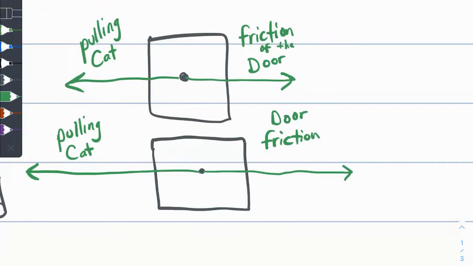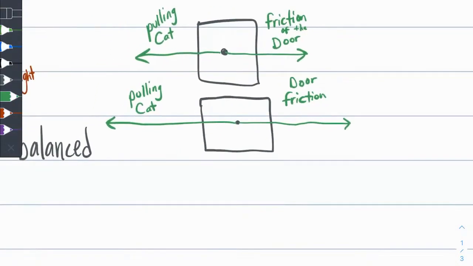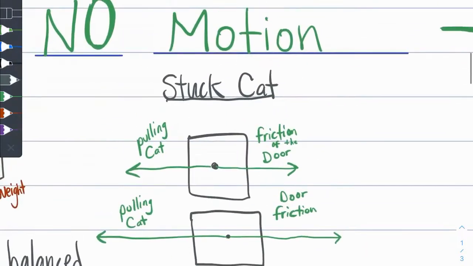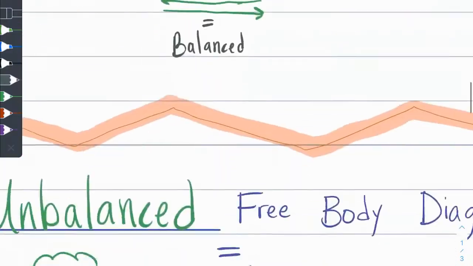But in this example, it shows how in both of these cases, in the first one, the arrows were opposite in direction and equal in size. And in the second one, they were opposite in direction and equal in size. So in this example as well, this would be an example of a balanced free body diagram, because there's no extra arrows over here. There's nothing extra in either direction that would cause there to be any motion. So when we add up the arrows, they're balanced. Therefore, there was no motion because that was a stuck cat.